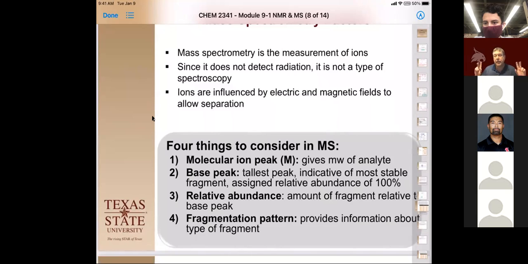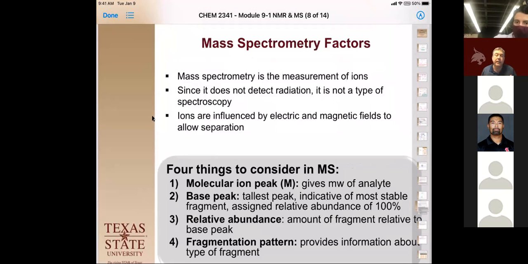So just like in the other two modules, I'm drawing your attention to the four things we must consider in our mass spectrometry. Mass spectrometry is actually a cool technique because instead of detecting a radiation, we detect the mass of the particular ion. And then from that mass, we get a relative idea of which elements are present, how many hydrogens and carbons and oxygens, so that we can use this to help us elucidate the compound.